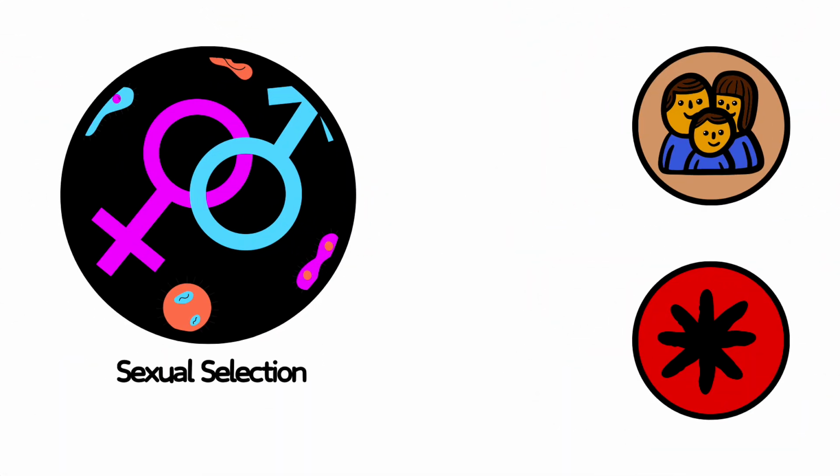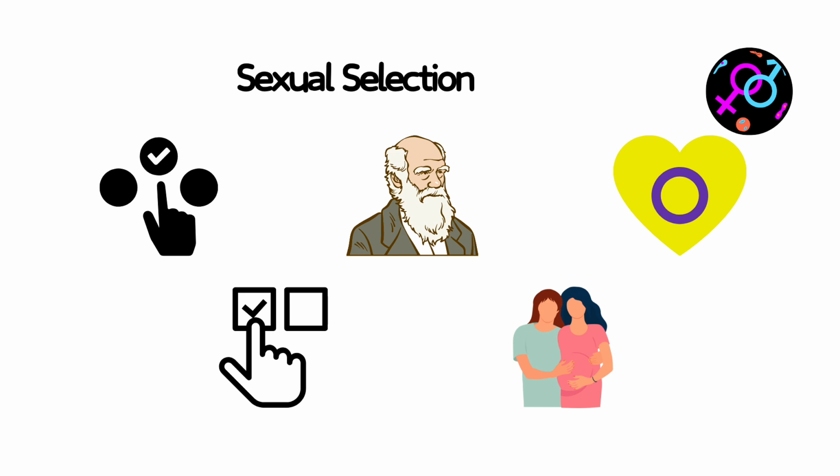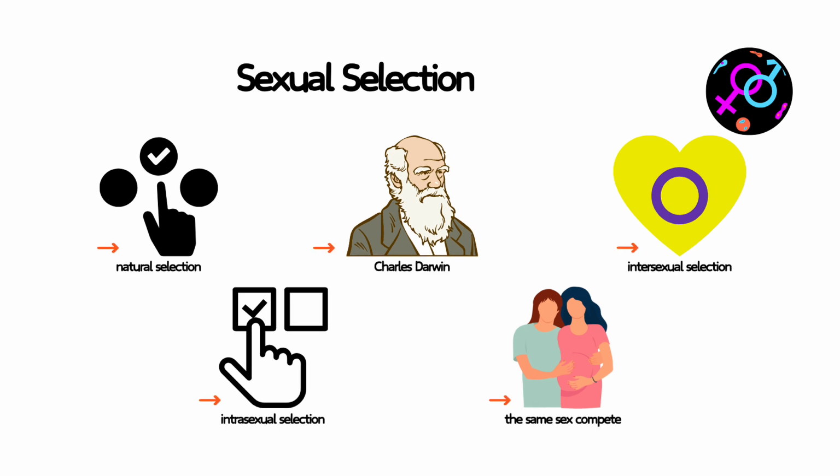10. Sexual selection. Sexual selection is a form of natural selection where certain traits increase an individual's chances of mating and thus passing on those traits to offspring. This theory, initially proposed by Charles Darwin, explains why some species exhibit traits that might be detrimental in terms of survival but advantageous in terms of reproduction.